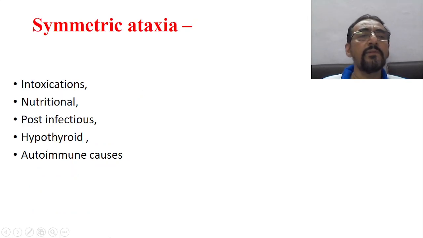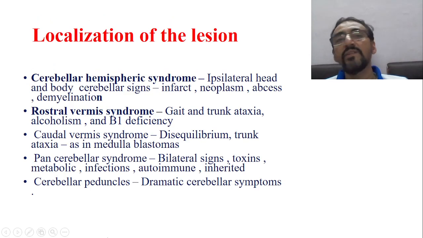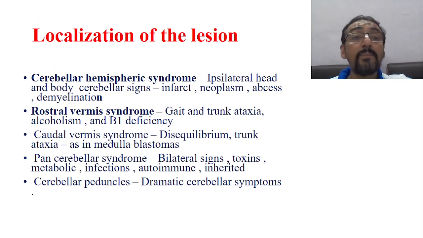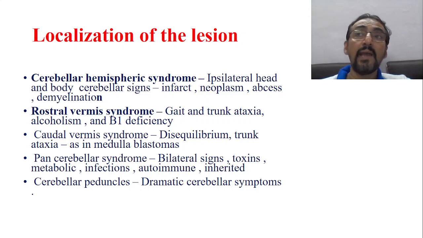So similarly, we have symmetric ataxia because of intoxication, nutritional, post-infectious, hypothyroid, and autoimmune causes. Now, coming to the localization of the lesion: cerebellar hemispheric syndrome. Here we are talking about the hemispheres of the cerebellum. In a hemisphere problem of the cerebellum, the ipsilateral head and body are affected, and cerebellar signs will be there on the ipsilateral side.